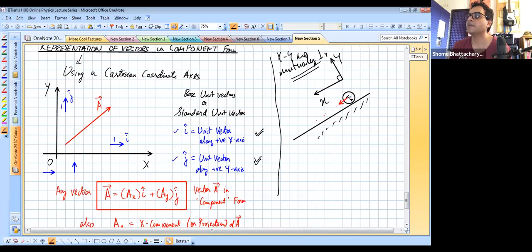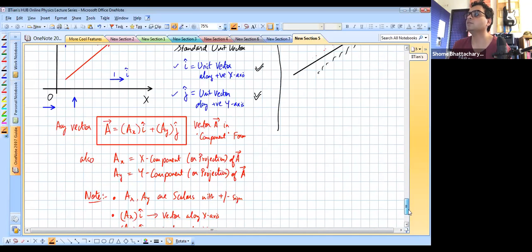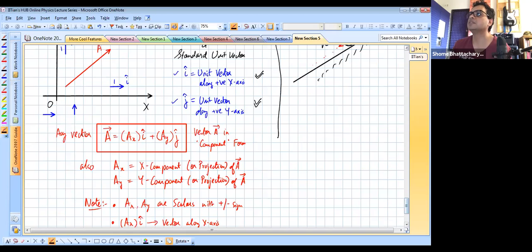Because I cap, by definition, we cannot change this definition. It's a standard definition that I cap is always a unit vector pointing along the positive x direction, and similarly j cap pointing along the positive y direction. Now, once we have defined our I cap and j cap, now we can see that any vector that we want to write in the component form, instead of drawing an arrow, we'll represent it by an equation, where that equation is some component of projection multiplied by I cap plus some component of projection multiplied by j cap. So when we write the vector in this form, this becomes a component form.